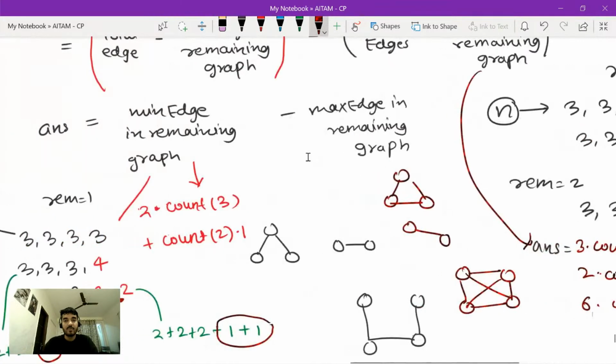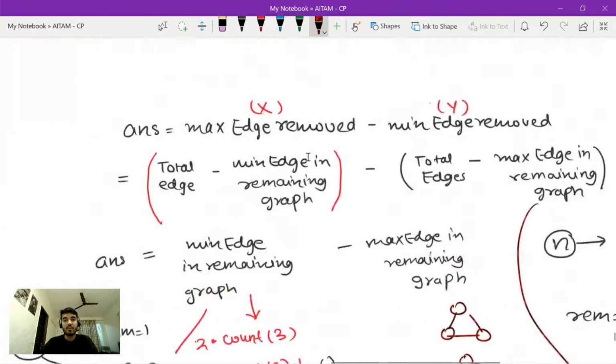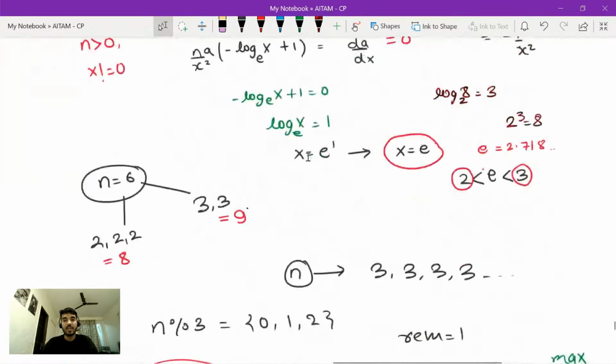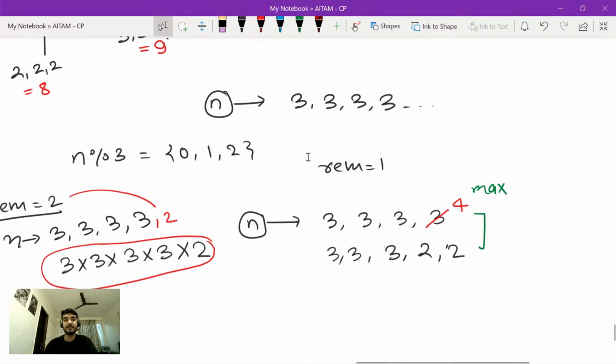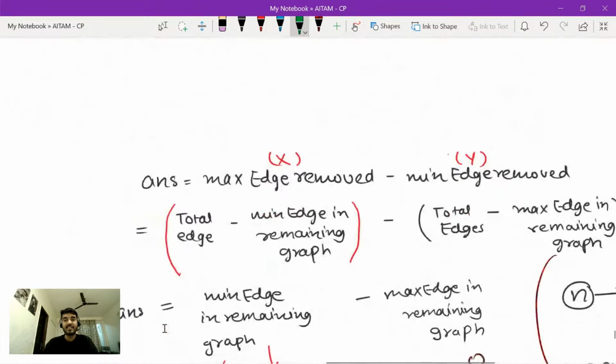Let me just quickly summarize it again. It's always optimal to divide n into chunks of 3, and if there is some remainder, then we have to adjust the remainder. If the remainder is 2, then we must add a new component with a size of 2. And if the remainder is 1, then I have two possible paths. Either I convert one component into 4, or make two components of size 2. Both will give you the same result. So which one will I follow? It depends on the edge cases, what we require.